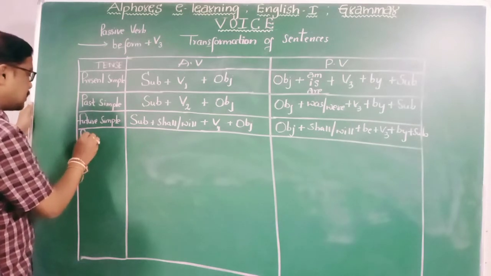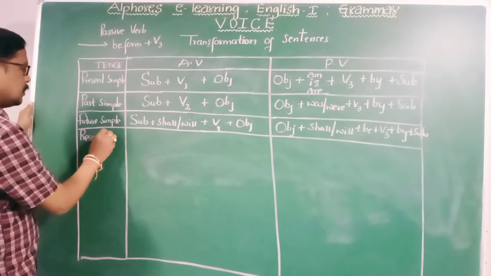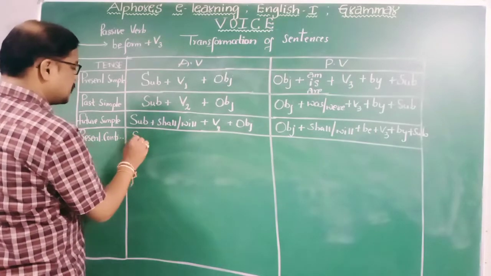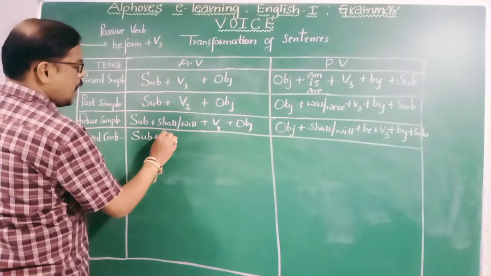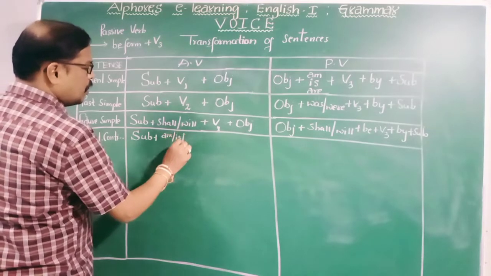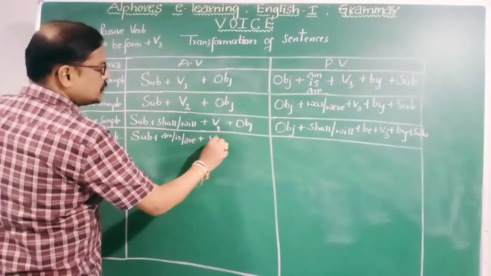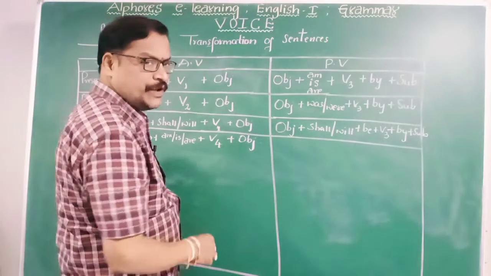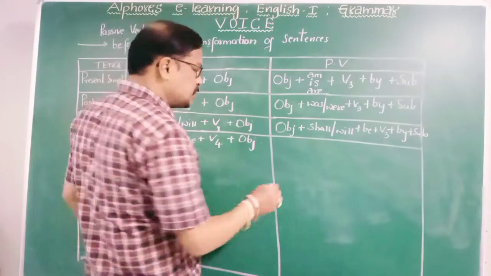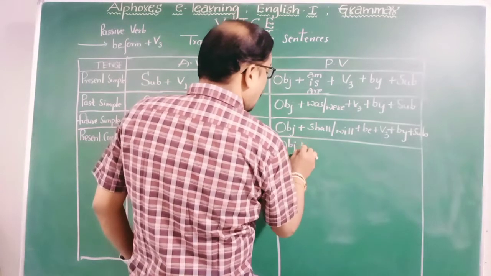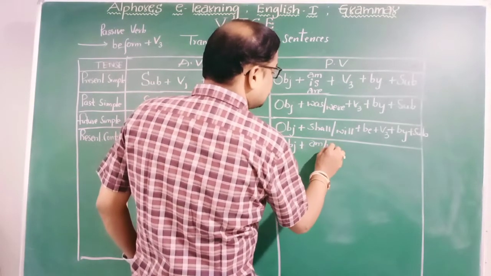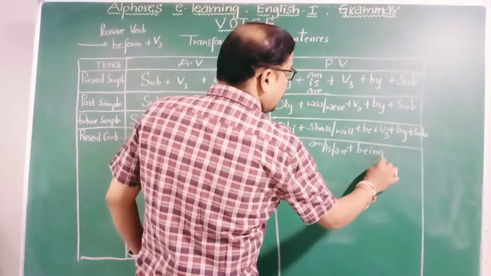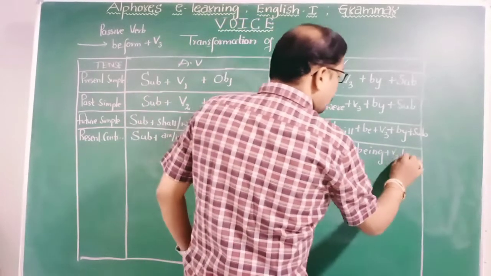Then you take present continuous. What is the structure of present continuous tense? You take subject plus am or is or are plus V4 plus object. Okay, V4 means V1 plus ing, that is present participle, and here you will have to take object plus am or is or are plus, here you will have to take the extra one, that is being plus V3 plus by plus subject.